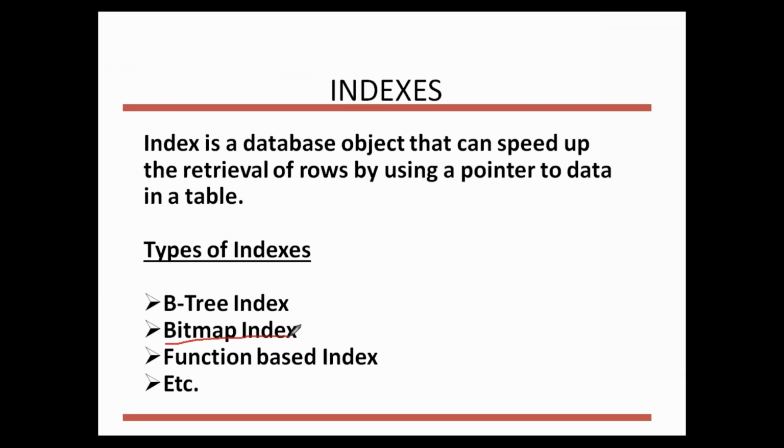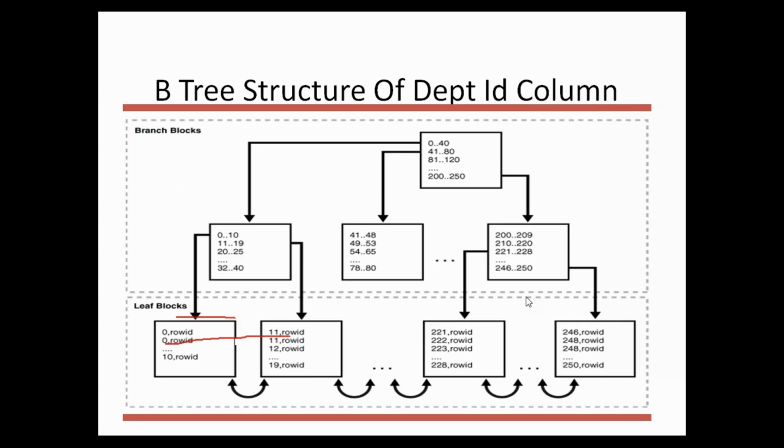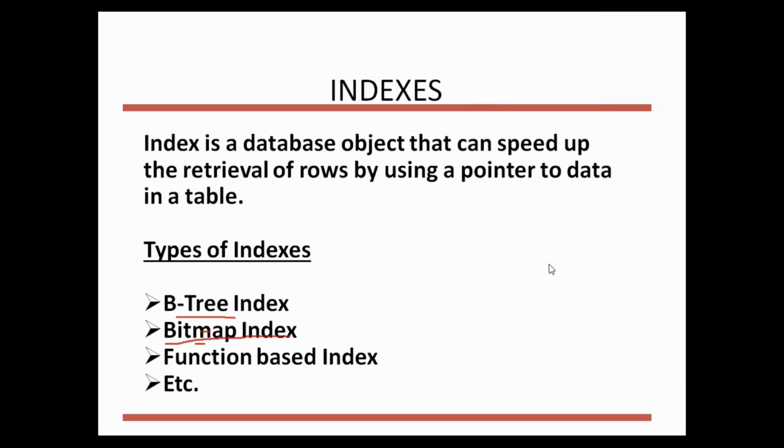Now coming to bitmap index. In a bitmap index, the database stores a bitmap for each index key. In a B-tree index, one index entry points to a single row, like we have seen here, where every single entry points to a single row ID. Whereas in a bitmap index, each index key stores pointers to multiple rows. So this is a bit different from a B-tree index.